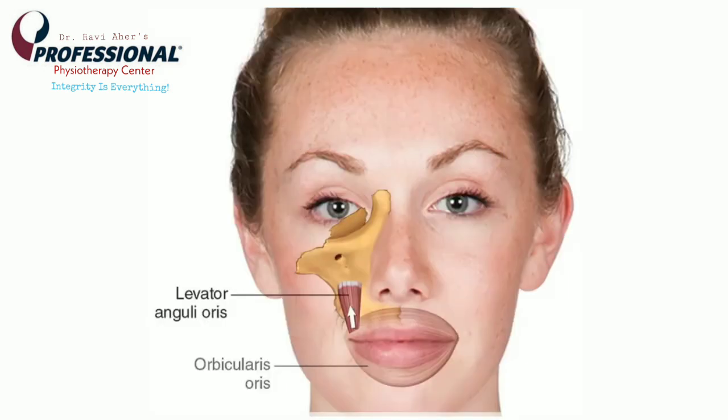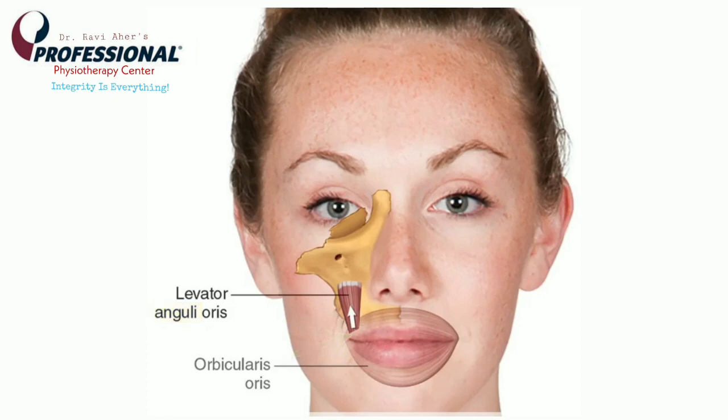In this video lesson, we are going to explore the origin and meaning of the name of the muscle levator anguli oris. The word levator tells us that this muscle elevates one of its attachments. The word oris refers to the mouth, and the word anguli refers to the angle of the mouth, in other words, the corner of the mouth.